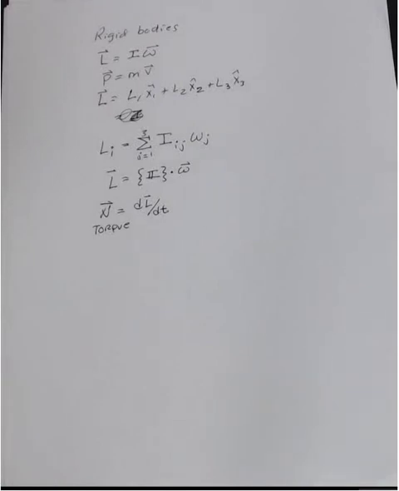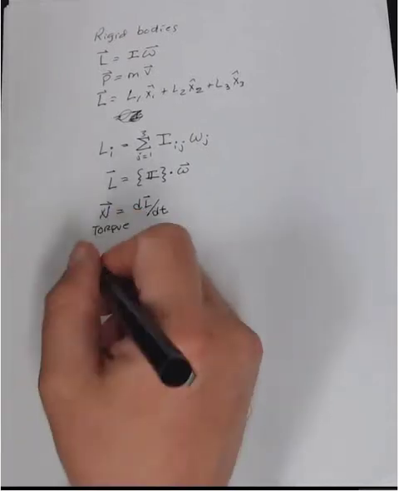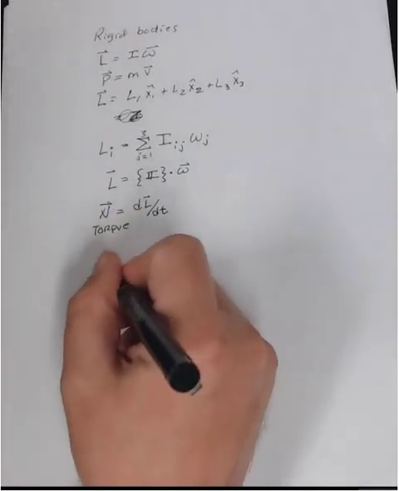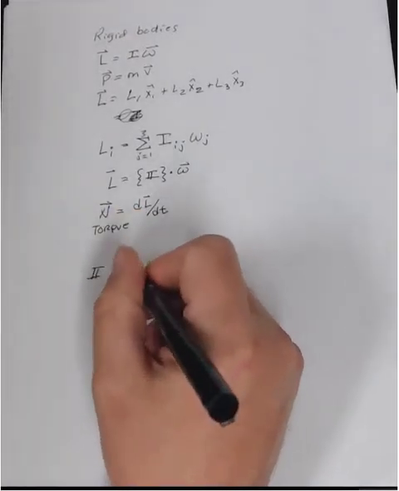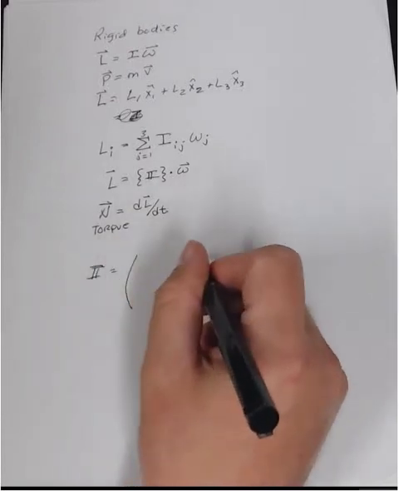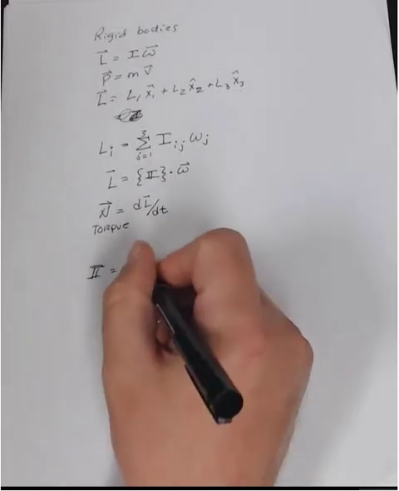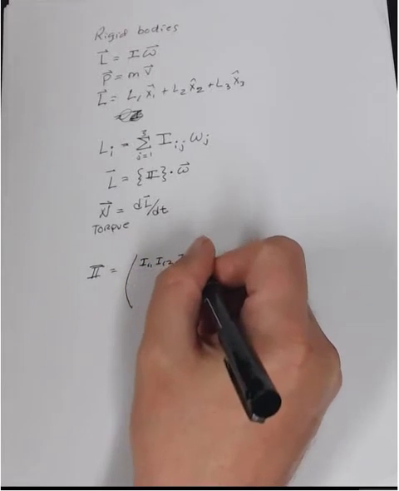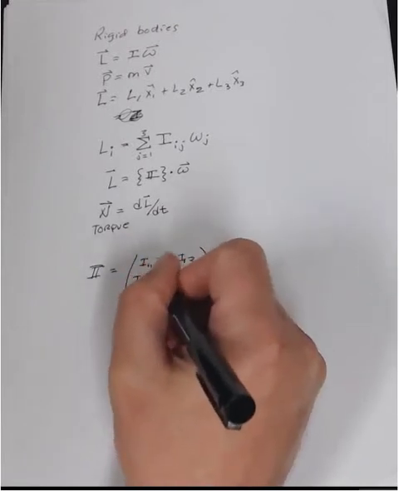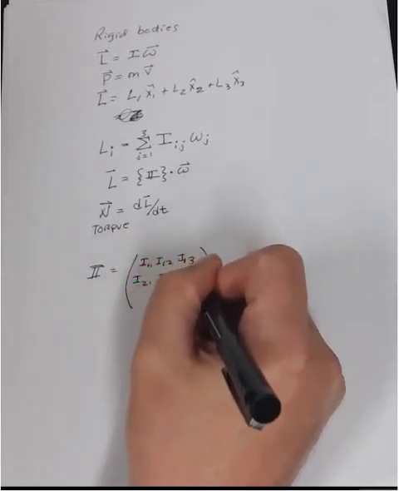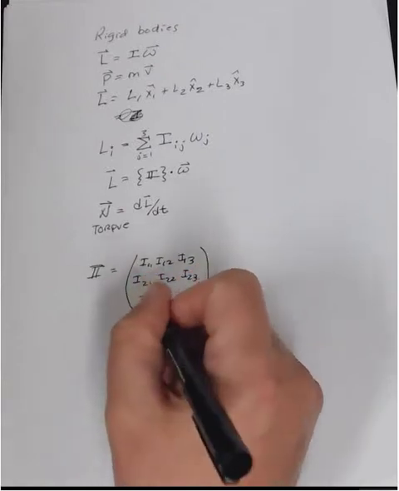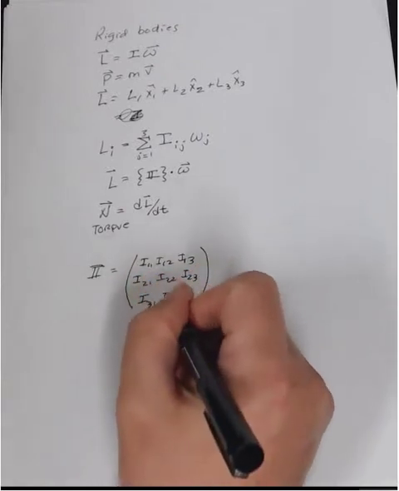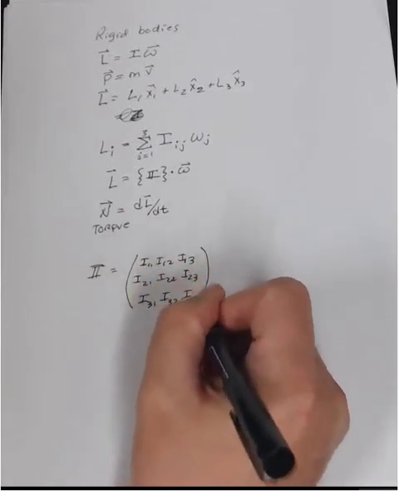Okay, so we've got this tensor that is a three by three matrix. We can write it as I11, I12, I13, I21, I22, I23, I31, I32, I33.